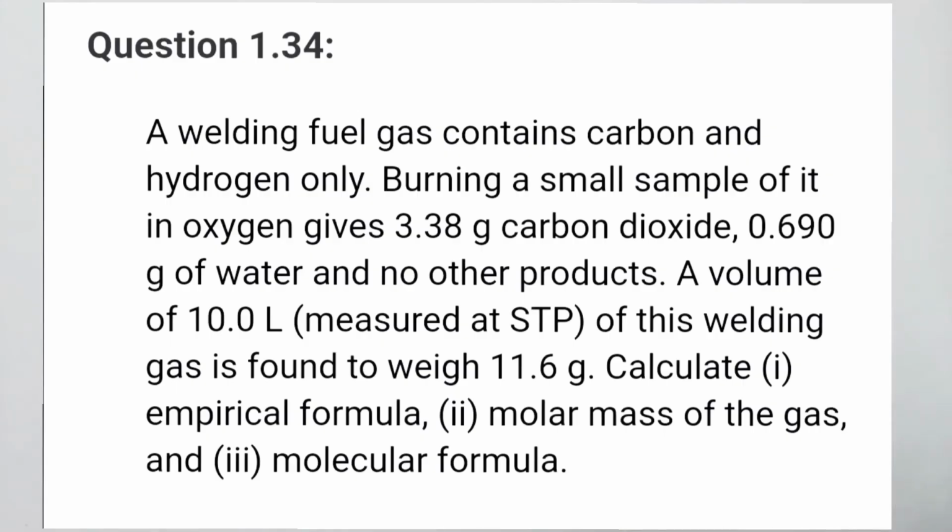Question number 34 says, a welding fuel gas contains carbon and hydrogen only. Burning a small sample of it in oxygen gives 3.38 gram carbon dioxide, 0.690 gram of water and no other products. A volume of 10.0 liter measured at STP of this welding gas is found to weigh 11.6 gram. Calculate empirical formula, molar mass of the gas and the molecular formula.